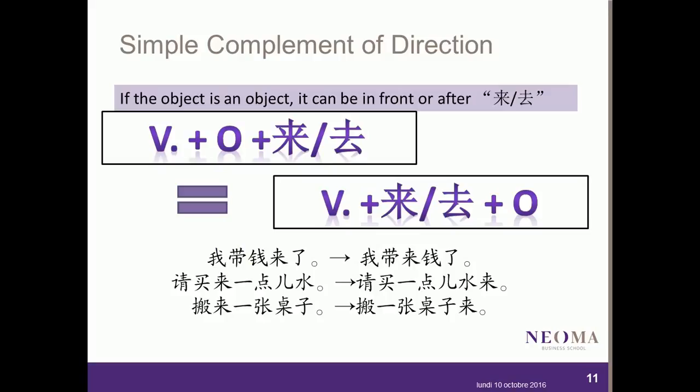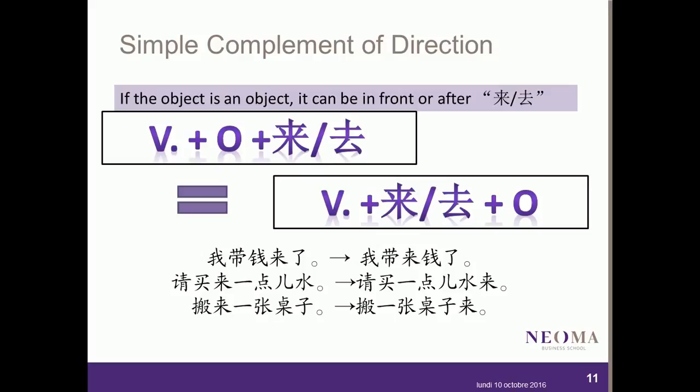You can put it either in front of 来 or after 来. Alright, second one. 请买来一点水 is the same thing as 请买一点水来. Oh, you can use 去 as well. 搬来一张桌子 is the same as 搬一张桌子来. It's exactly the same thing.